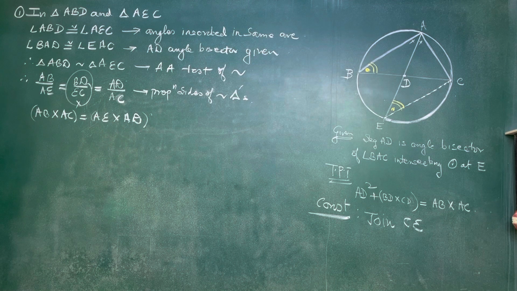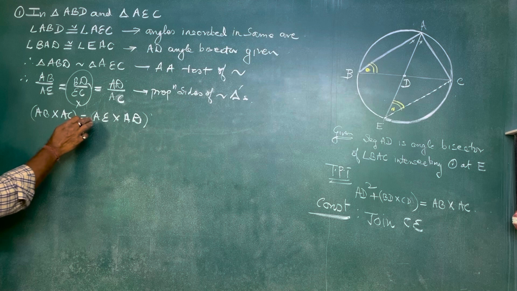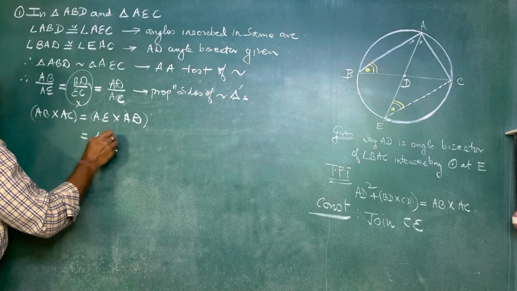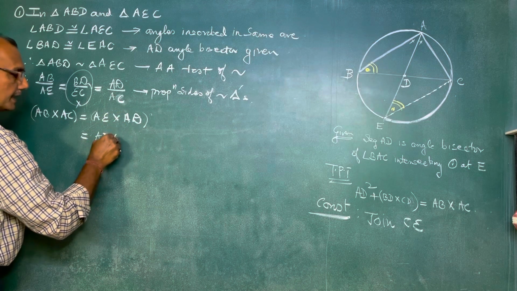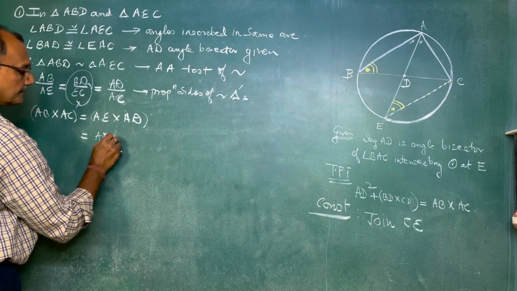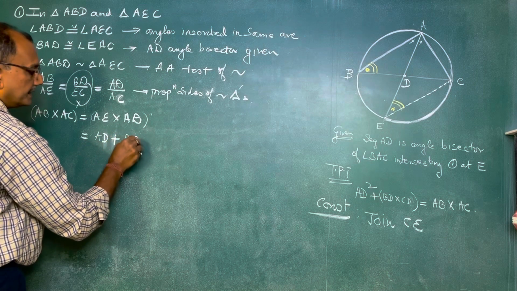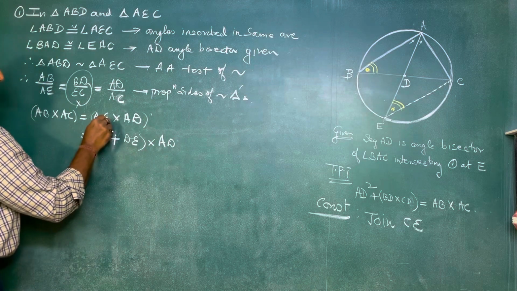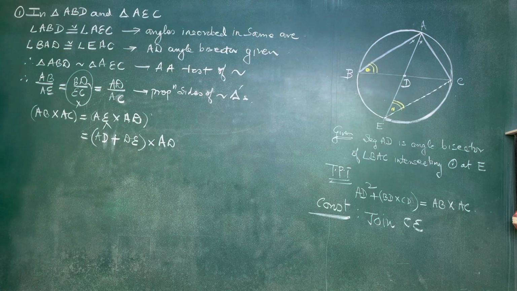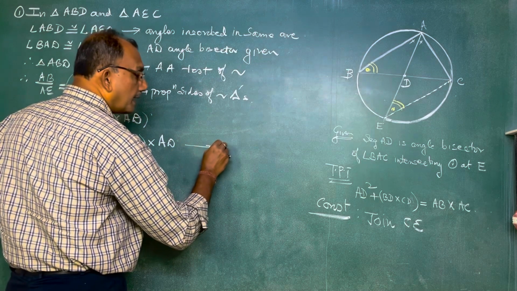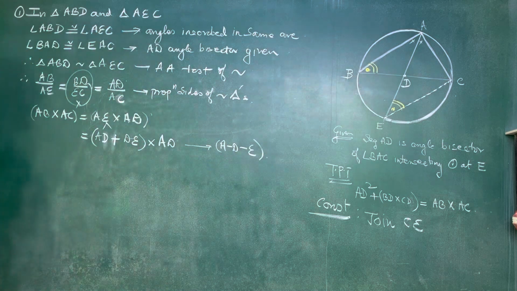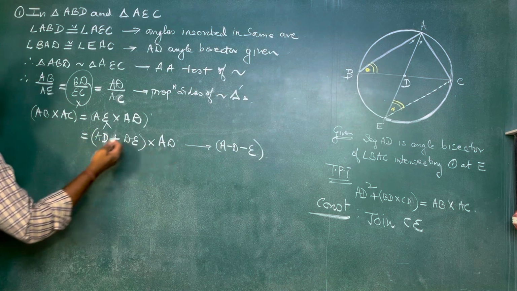Now, AE can be written as, can you split AE? If I split AE, AE can be split up into AD plus DE, into AD. We are just splitting this particular part AE. That's because A-D-E. Okay. Now let's open the bracket.